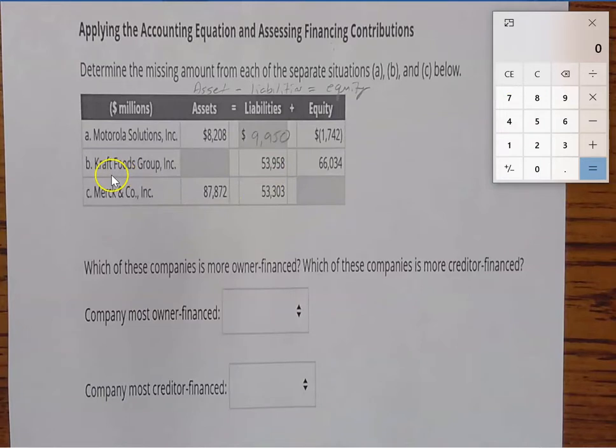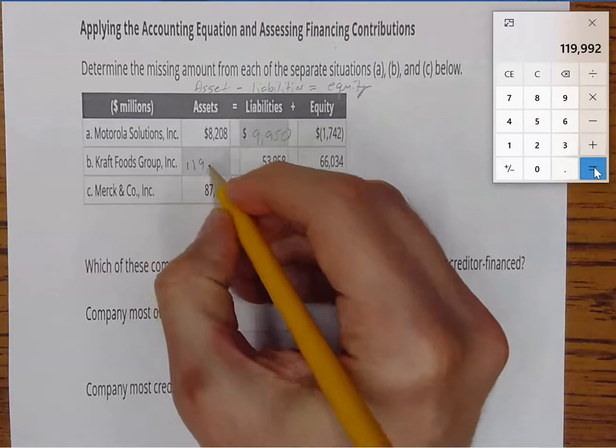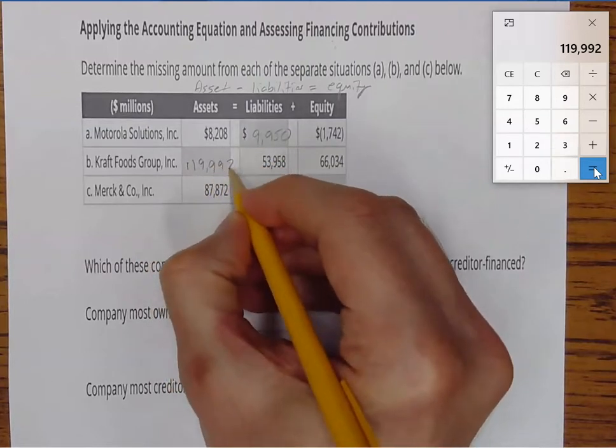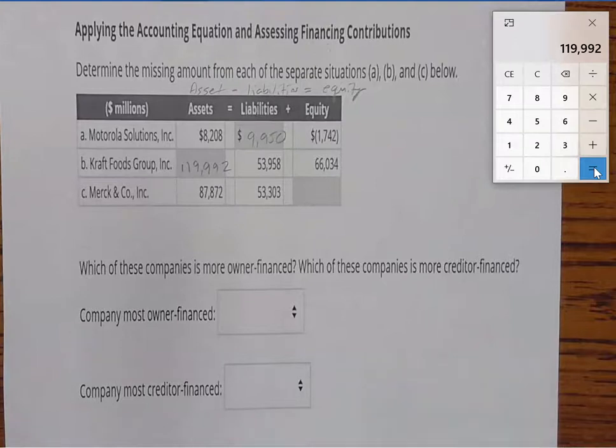Now, Kraft Foods Group Incorporated. We can follow the accounting equation exactly as it is: liabilities of 53,958 plus equity of 66,034 equals 119,992. That one is a little more straightforward.